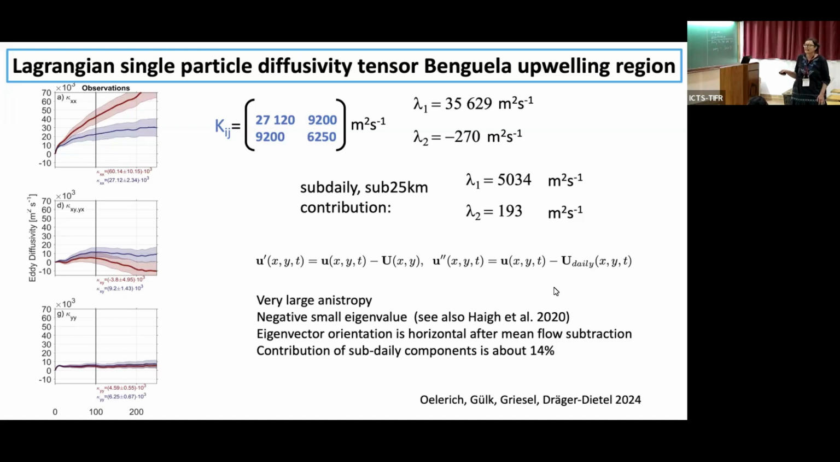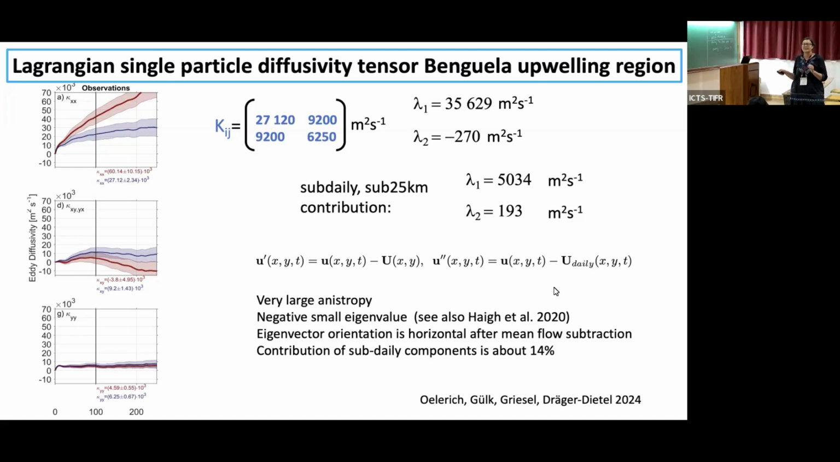The red is from the actual trajectories, when you do not subtract the mean flow, and you see that the diffusivities don't converge well. Especially in the XX component, you see a continuously increasing diffusivity, and that is due to your background mean shear. That is why, if you subtract the mean flow, you see that even in your XX component, your diffusivity converges, and also in your XY component.